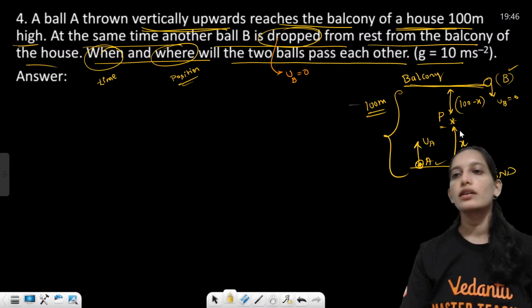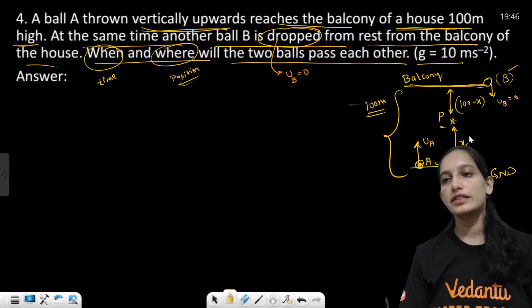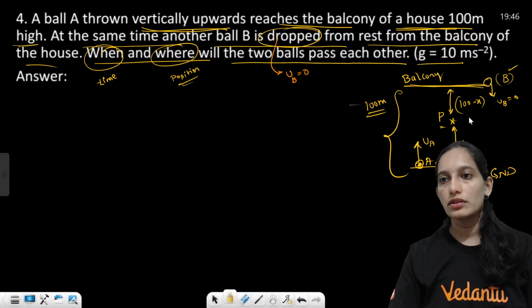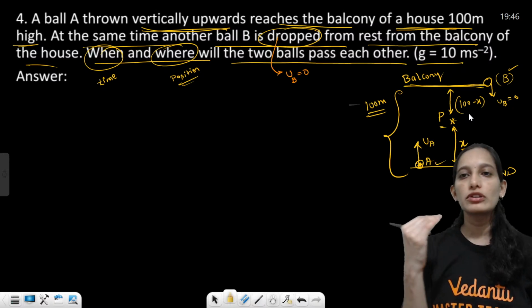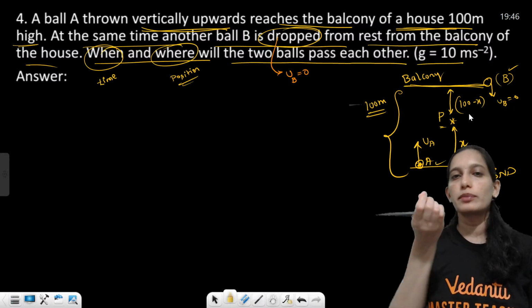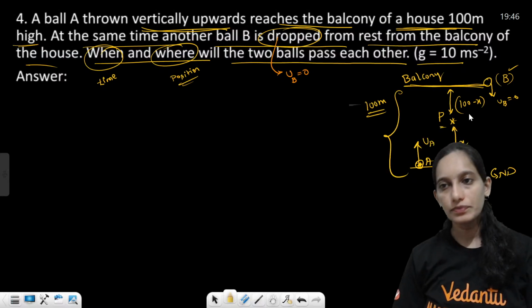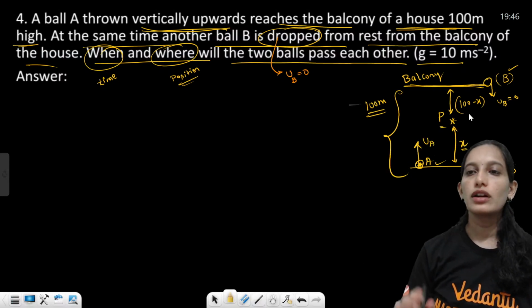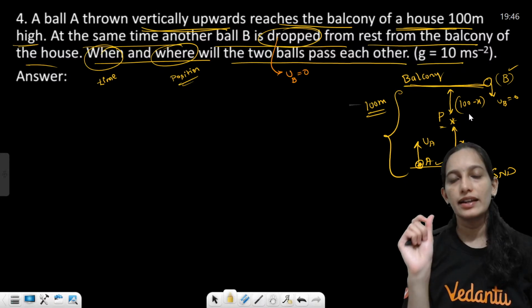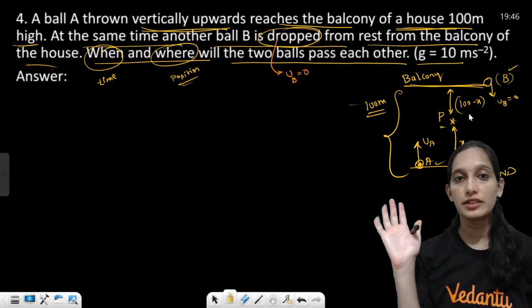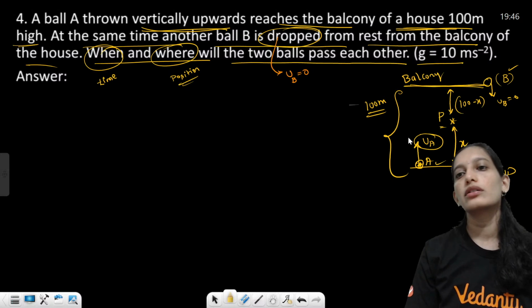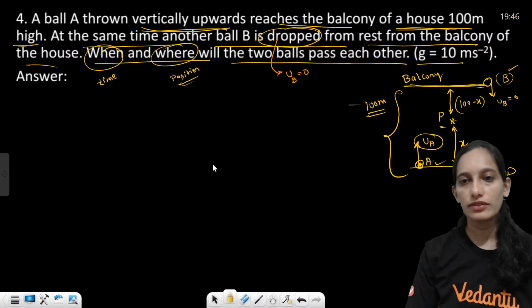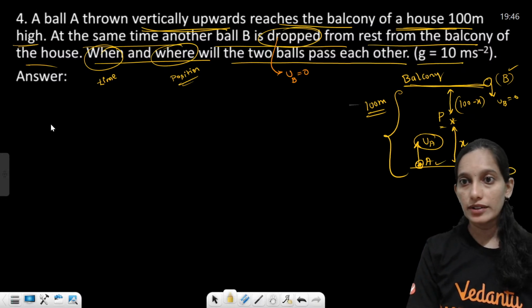Okay, so this is how we consider the displacements with respect to the two given balls A and B. One is thrown from the ground, the other is dropped from the balcony. Now our job is to find out what is this x and what is the corresponding time where they meet. For that, first we will consider only ball A, because I don't know its initial velocity. So I'll try to find that out first. How can we do that?